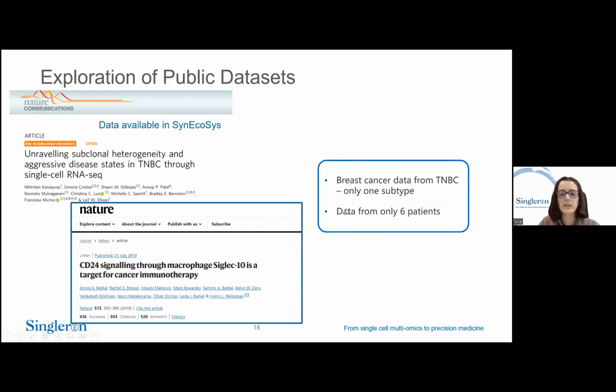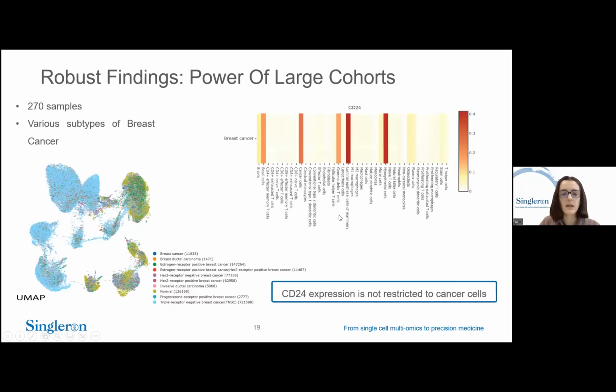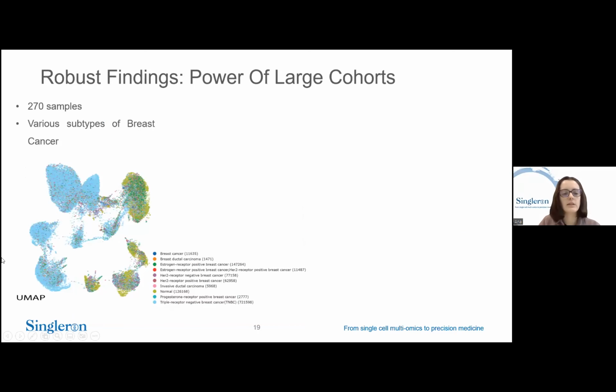But the problem with this comparison is that, first of all, it only targets one breast cancer subtype, TNBC, and the data is only from 6 patients. So I wanted to see if I could verify these findings using a larger cohort. In SynEcoSys, we have a larger breast cancer cohort that consists of 270 samples, and it is made up of several breast cancer subtypes.